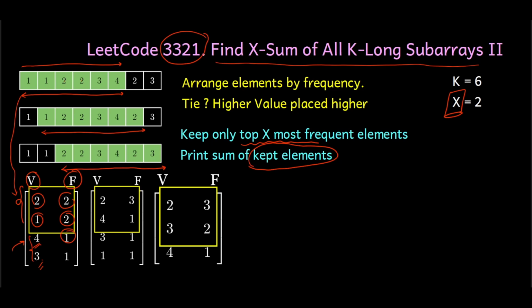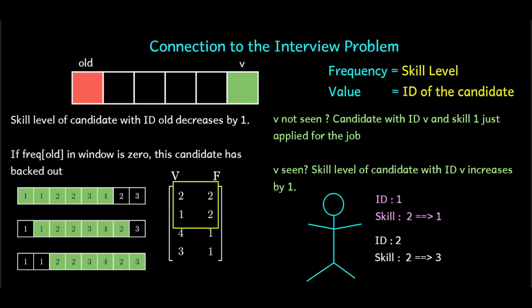Now try to pause this video and think about how to connect this problem to the interview selection problem that we have just discussed. In fact, this problem is exactly the same as the interview selection problem, if you can think about it. So let's look at the connection to the interview problem. If this is the array, we'll maintain some equivalence.